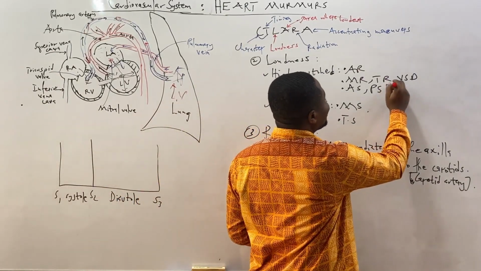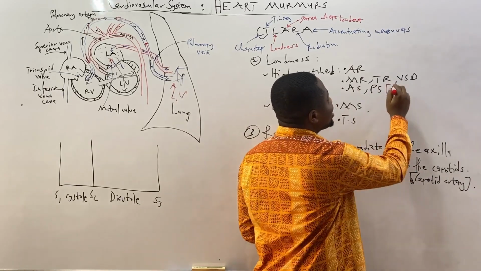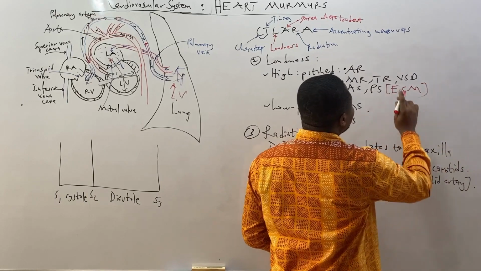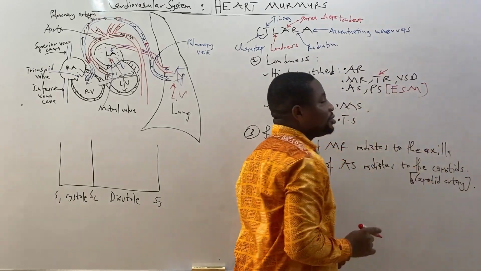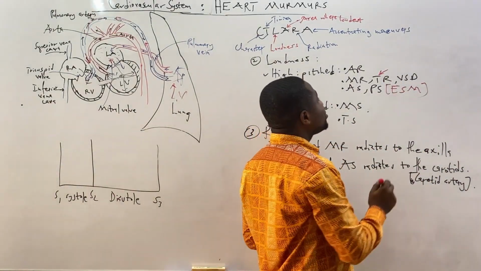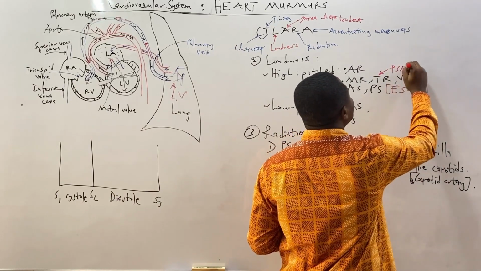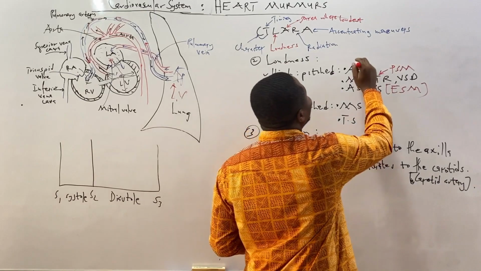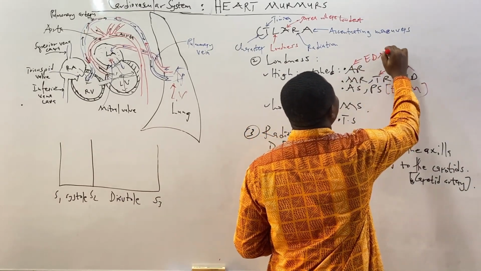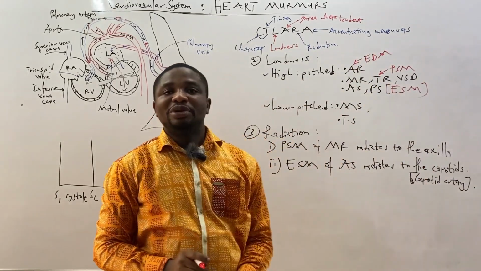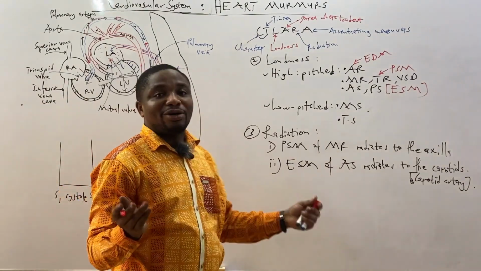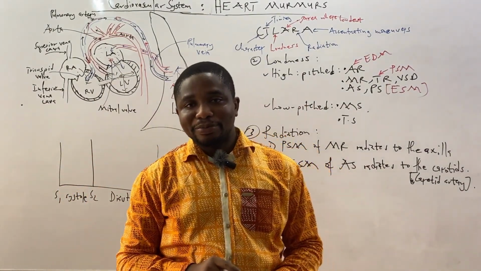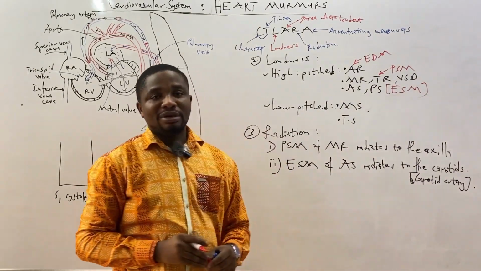So once again, you should know that for murmurs of aortic stenosis and pulmonary stenosis, you are going to have an ejection systolic murmur. For the murmurs of mitral regurgitation, tricuspid regurgitation, and ventricular septal defect, you have a pansystolic murmur. And that of an aortic regurgitation, you have an early diastolic murmur. So these murmurs are going to be loud. And if they are loud, which part of the stethoscope are you supposed to use? Definitely the diaphragm.